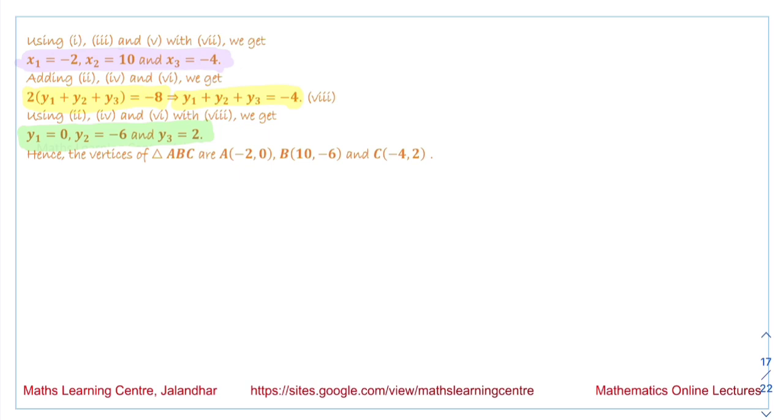So the points we obtain are: point A is minus 2 comma 0, point B is 10 comma minus 6, and the third point is minus 4 comma 2.